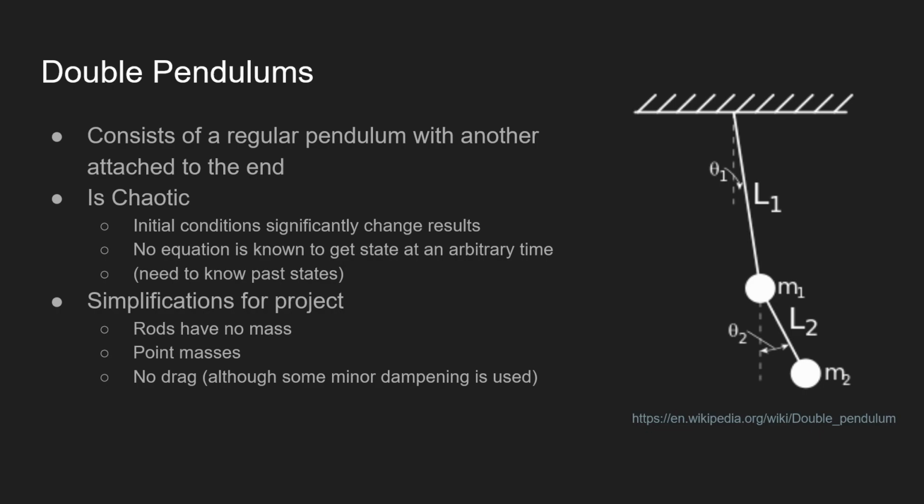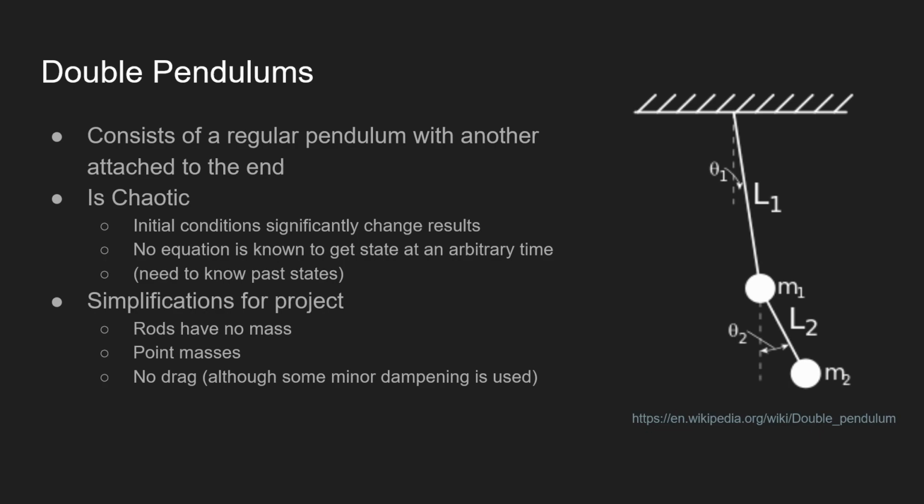This is kind of interesting because it's chaotic, which means that even if the initial conditions are slightly different, it'll drastically change the overall result. And currently, at least, I don't know if there ever will be, there's no equation that you can just punch the time into and get the current state of it. You need to sort of fully simulate it up to that point.